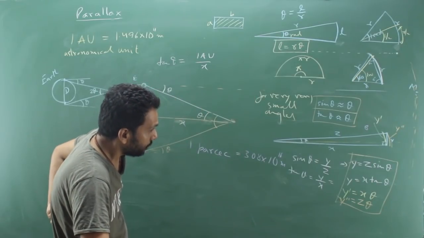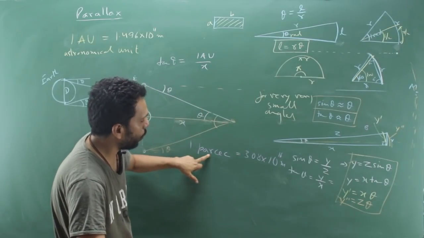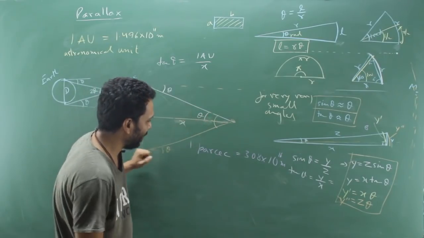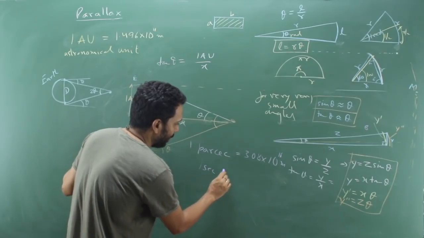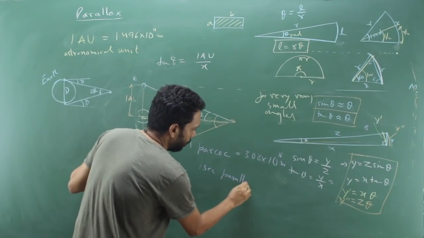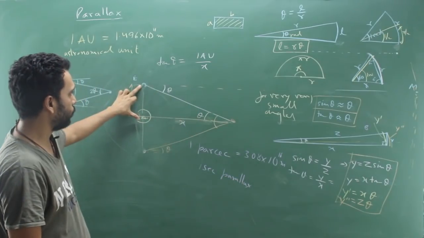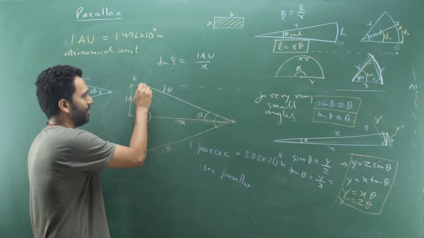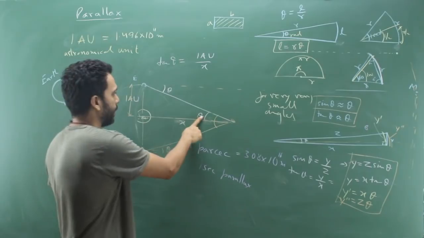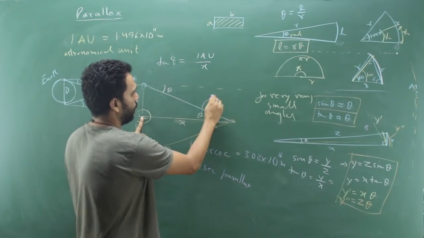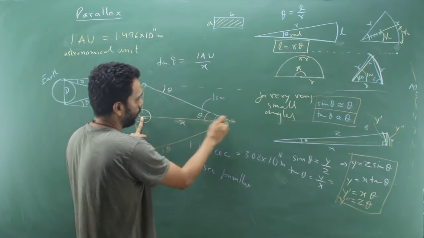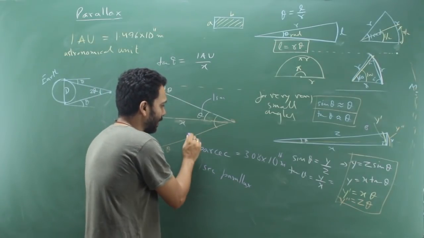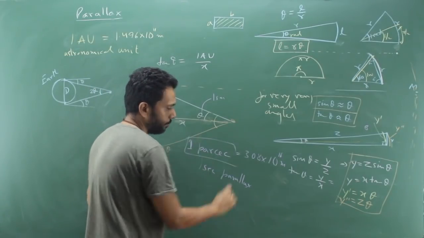So this parsec, how do you get that parsec? When you have a parallax angle of 1 second, with the base length as AU, if this theta is 1 second, then the distance which comes is called 1 parsec, parallax second. The name has come from there.